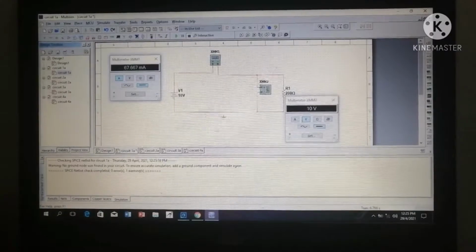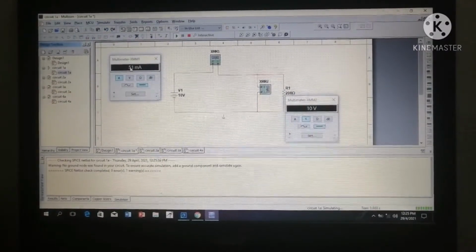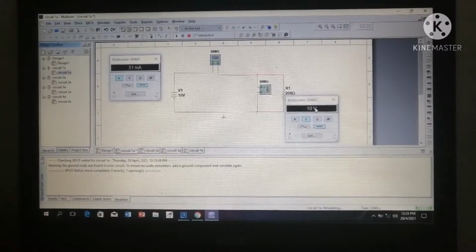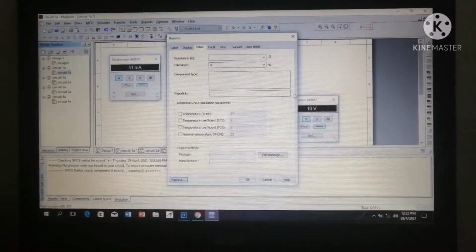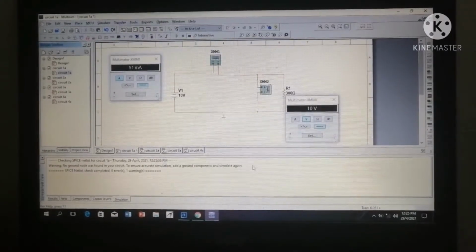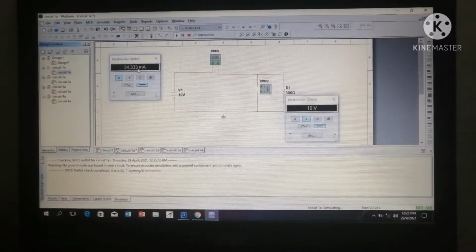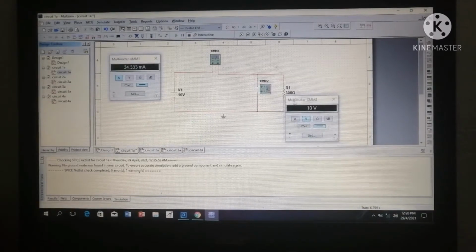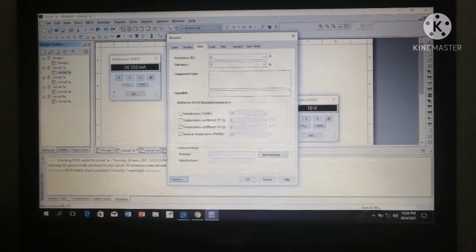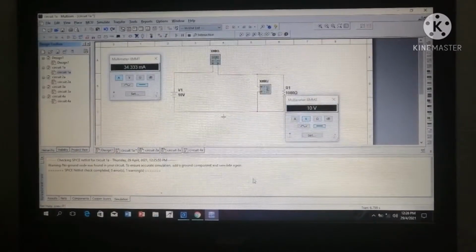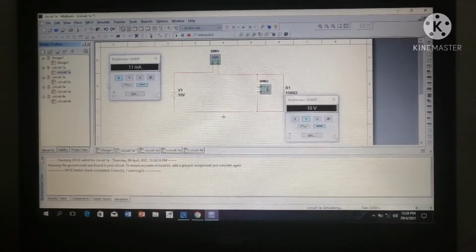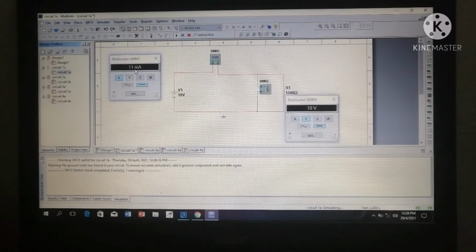ohms. Okay, click OK, and then you just run the simulation back, and then you will get 51 milliampere for the current and then 10 volt for the voltage. Stop the simulation and then change it to 300 ohms. Run the simulation, and then you will get 34.333 milliampere for the current, and then for the voltage also 10 volt. Stop the simulation and then lastly change it to 1000 ohm. Run the simulation and then you will get the result for the current is 11 milliampere and then 10 volt for the voltage.